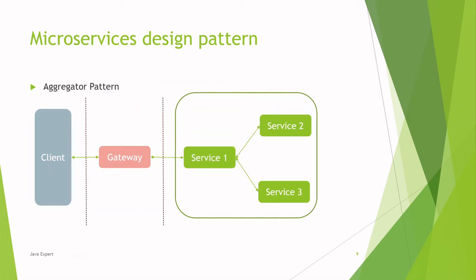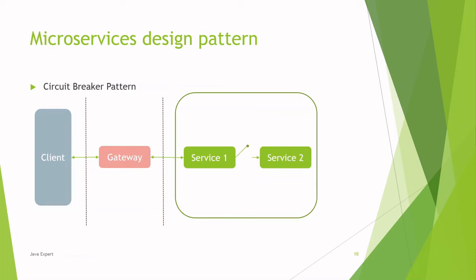Next, aggregator pattern. As I already said, each service runs for one particular task, which does not mean that that particular service alone can fulfill the business need, right? If you see this diagram here, service 1 is getting invoked, but to fulfill the business requirement the client needs, service 1 needs to call service 2 and service 3, right? Service 1 invokes service 2 and service 3, gets the response from both services, aggregates the response, and sends it back to the client. This is called the aggregator pattern. All right.